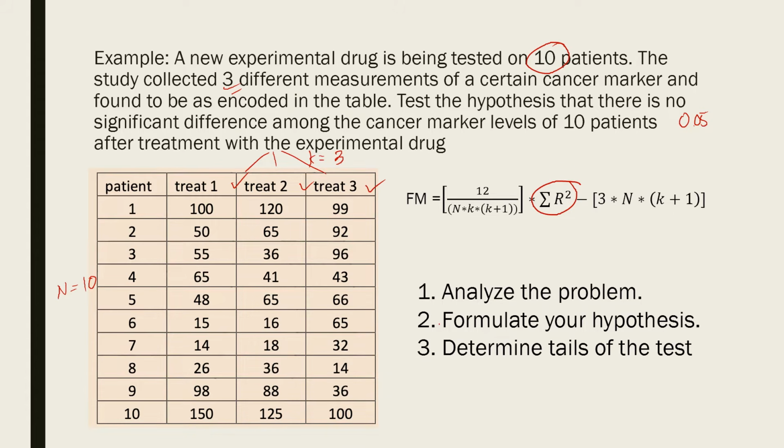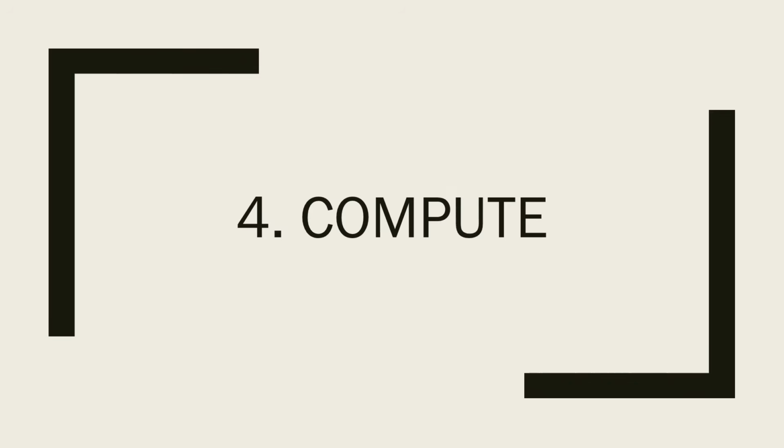So next, we formulate our hypothesis. Again, I'm going to do the shorthand mathematical version. Mu for treatment 1 is equal to mu for treatment 2 and is equal to mu for treatment 3. So that would be our null hypothesis. And then we have to determine the tails of the test. Again, this is a two-tailed test, since we're only looking for difference, we're not looking if the cancer marker improved after the treatment. After that, all we have to do is compute.